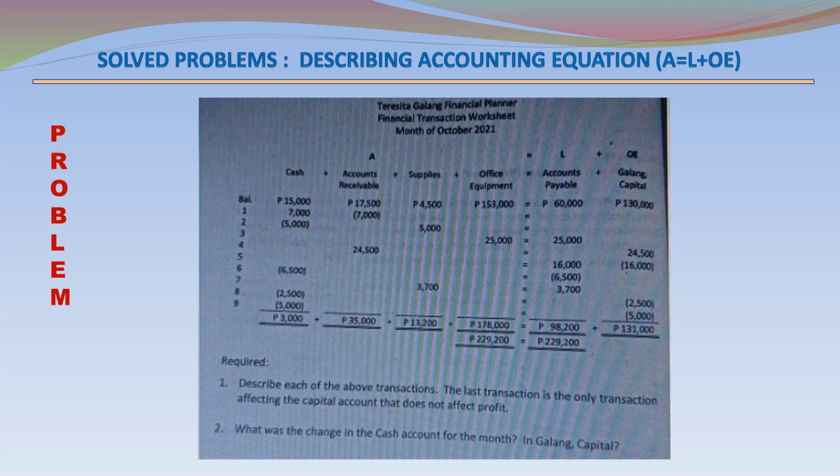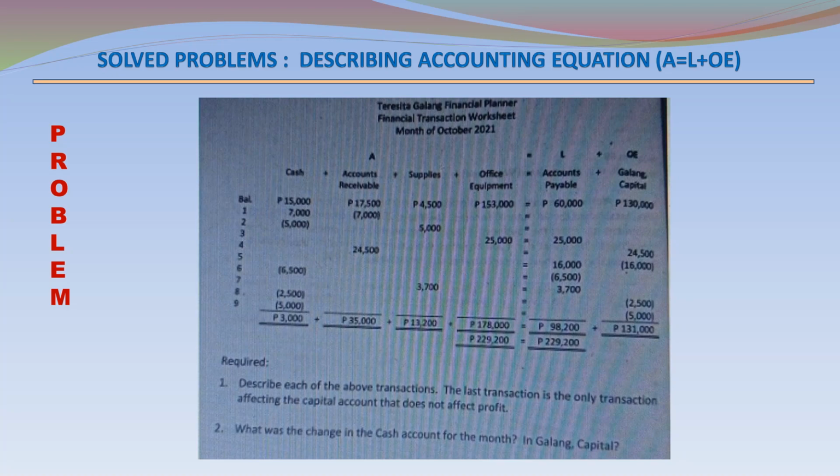7. 3,700 supplies, liabilities 3,700. 8. Minus 2,500 cash, owner's equity minus 2,500. 9. Minus 5,000 cash, minus 5,000 owner's equity. Total: 3,000 cash, 35,000 accounts receivable, 13,200 supplies, 178,000 office equipment, 98,200 liabilities, 131,000 owner's equity.